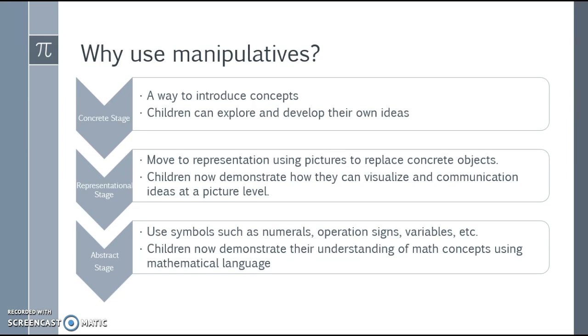Then we're going to move on to the representational stage, where we're going to use pictures to replace concrete objects. So children can now demonstrate visually and communicate their ideas at a picture level. And then finally, as children get older, almost in the more middle school age, we're going to use symbols like numerals, operation signs, and variables so that children can now demonstrate their understanding of math concepts using actual math language. So all three of these stages are important to the learning.